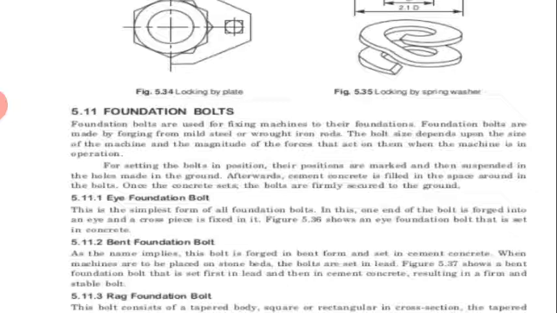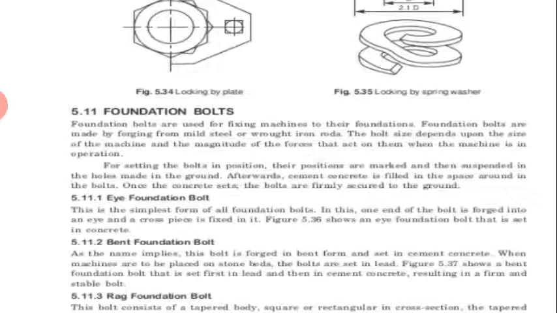For setting the bolts in position, their positions are marked and then suspended in the holes made in the ground. Afterwards, cement concrete is filled in the space around the bolts. Once the concrete sets, the bolts are firmly secured to the ground.